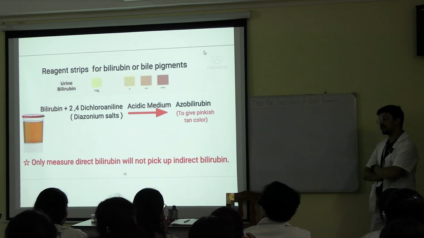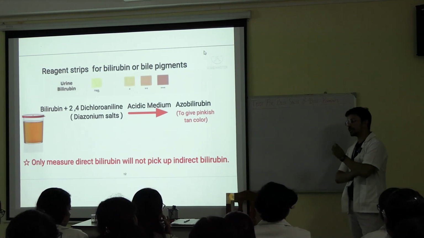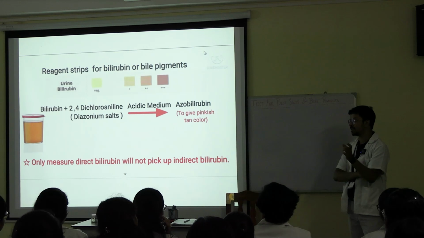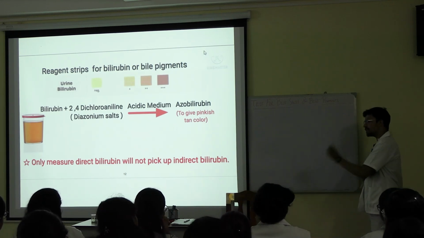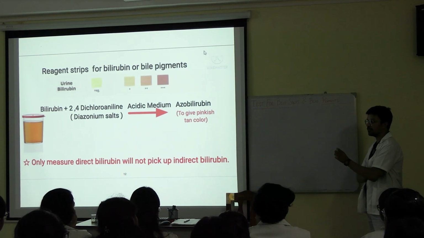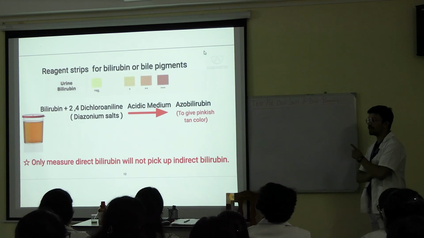Okay, what I was saying, some chemicals are already coated in the strips. Why are we coating? We suspect some particles are there in the solution. These particles will react with the specific reagent which is coated in the strip, and then they will show some color change. Over here we are trying to identify bilirubin.